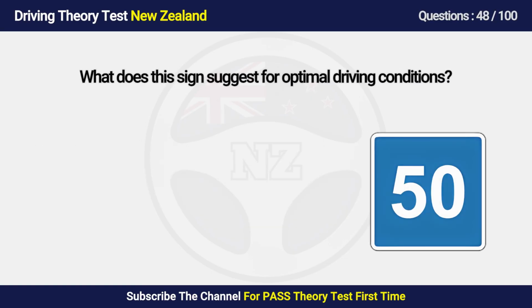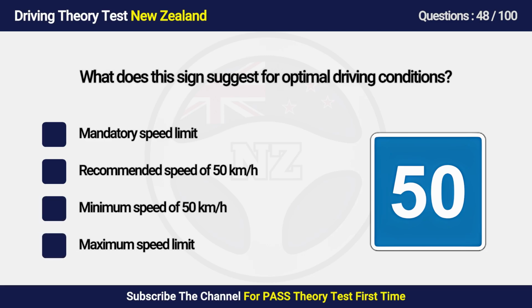Question 48. What does this sign suggest for optimal driving conditions? A. Mandatory speed limit, B. Recommended speed of 50 km per hour, C. Minimum speed of 50 km per hour, D. Maximum speed limit.